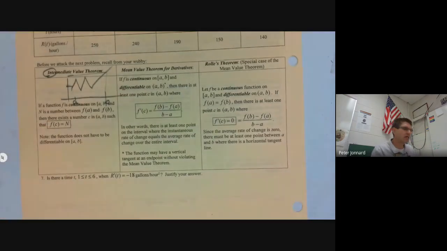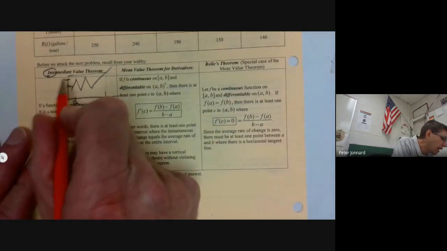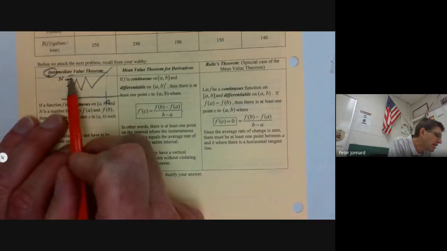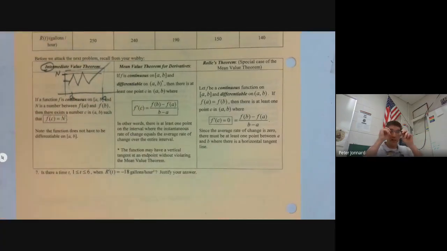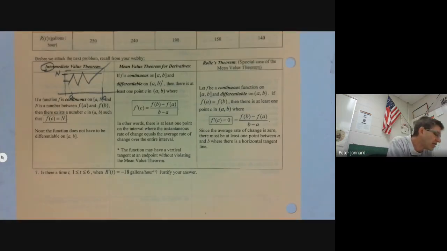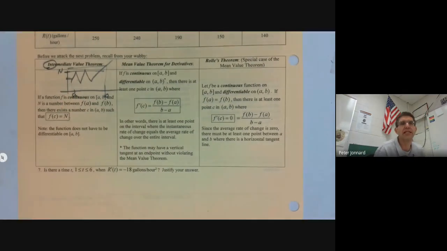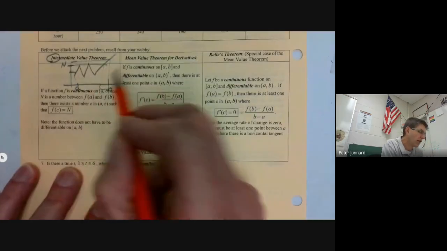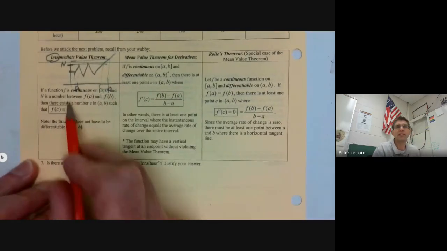What it's saying is if you pick any value n in between f of A and f of B, it's got to hit somewhere on that curve. It doesn't say where, doesn't say how to find where. It just says that it exists. That's the intermediate value theorem. They call one of these values where it hits C, and so f of C equals n. That's what it's saying.